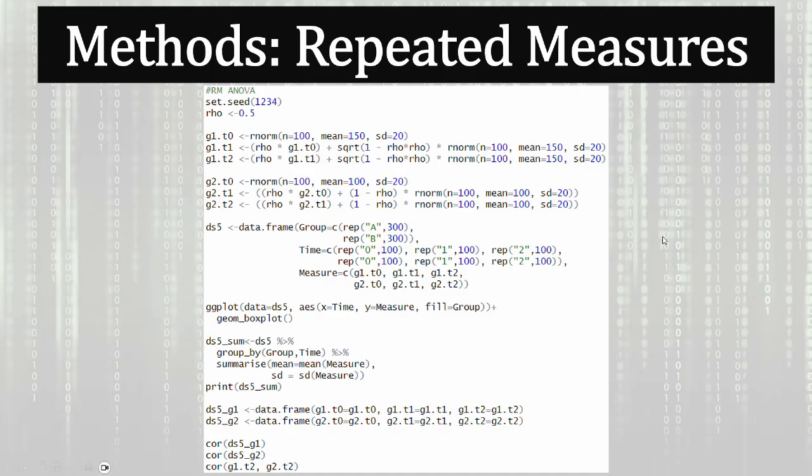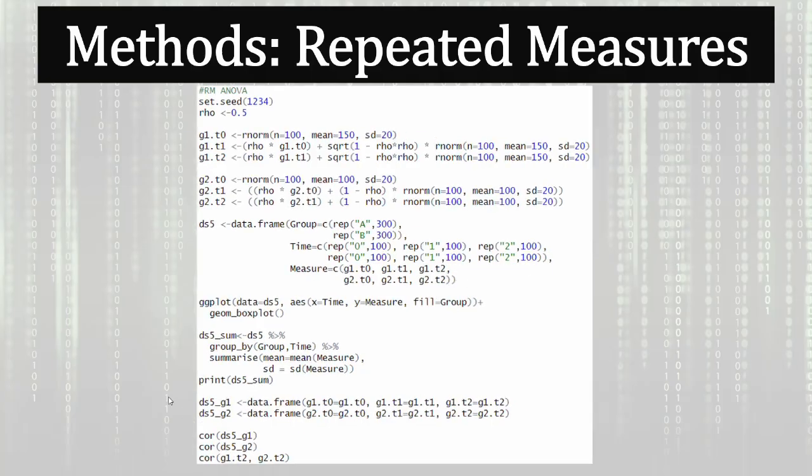All right, I'm going to create a data set. There's going to be a grouping variable, time variable, and measurement variable. And so it's going to be a little more complicated. Because we have group 1, which I'm going to call A, and we have 100 times 3, that's going to be 300. Same with B, but then I have to split it out more for time. So go by 0, 1, and 2, 100 times each, and then the same for B, 0, 1, and 2, 100 times. And then my measurements, all those 6 vectors. So I can plot it, summarize it, and also look at some correlation.